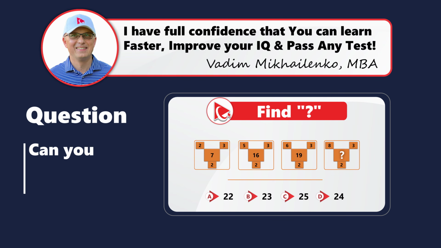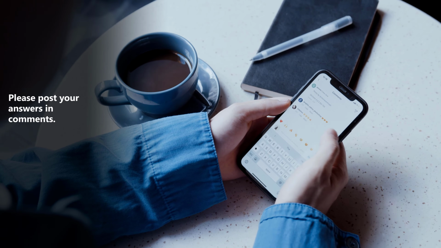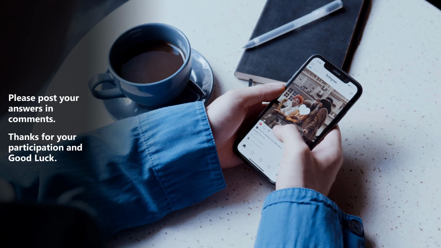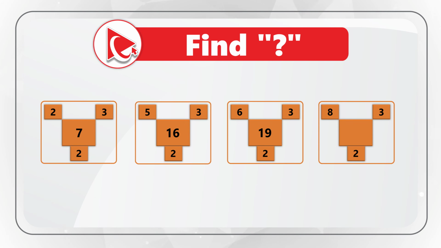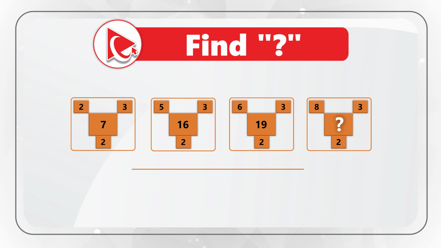And now here's a surprise question for you to try your skills. Instead of giving you the answer, I'm going to ask you to calculate the answer and post your solution in comments. You're presented with 4 shapes. 3 shapes are fully populated with numbers, and the 4th shape has the middle number missing.